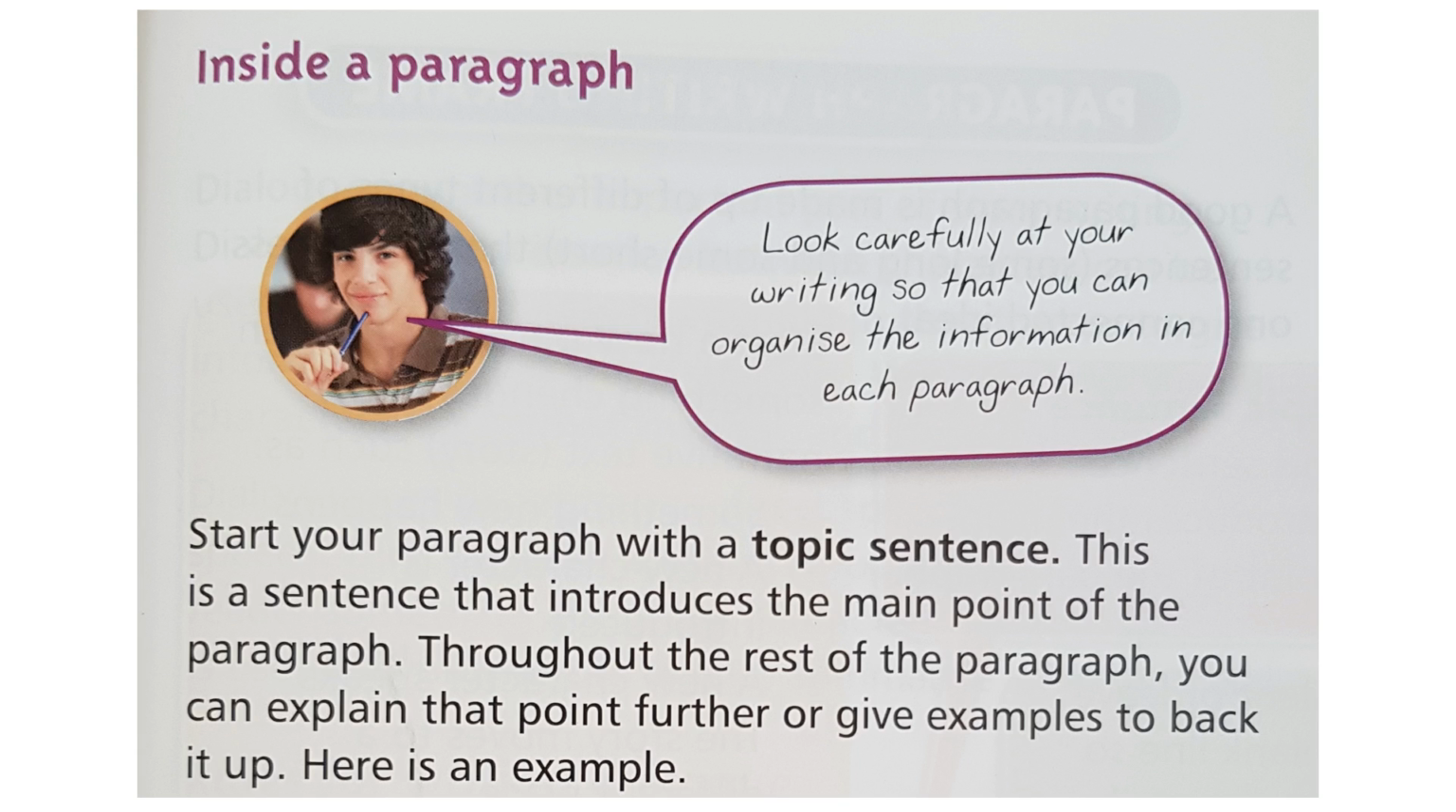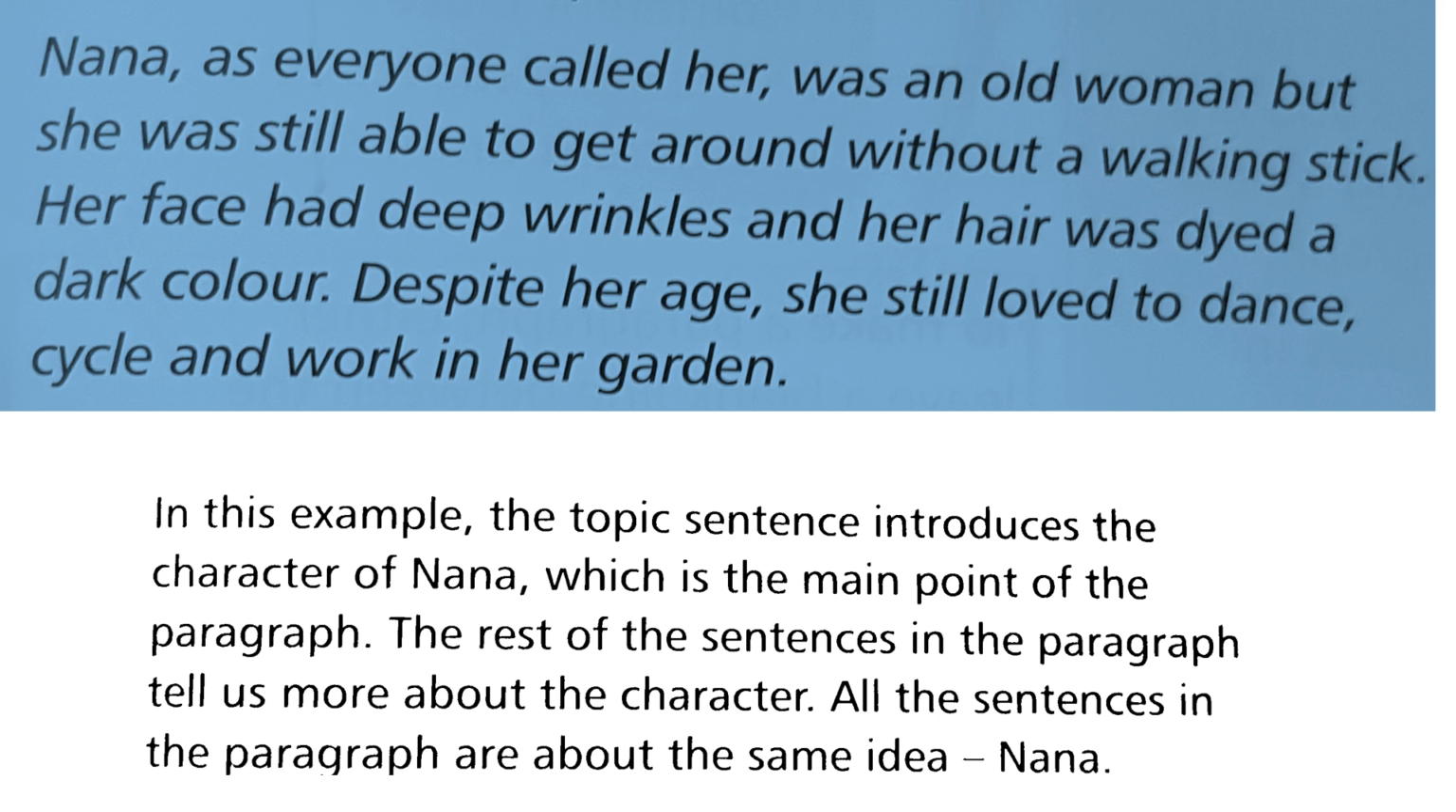Now, you don't need to say it explicitly. You don't need to say, I am writing about Nana. Okay? So you'll introduce Nana walked into the room. You'll introduce the topic in the first sentence. So that makes it clear to the reader what this paragraph is going to be about. And then, as you continue on through the paragraph, you'll give more and more details about that point. Okay? So, look at this example.